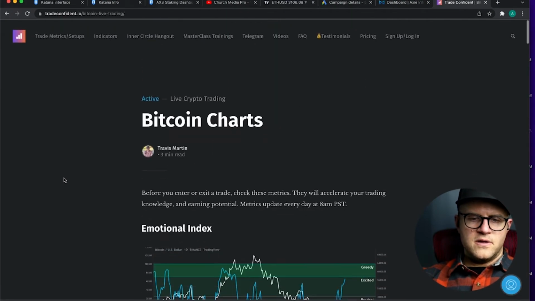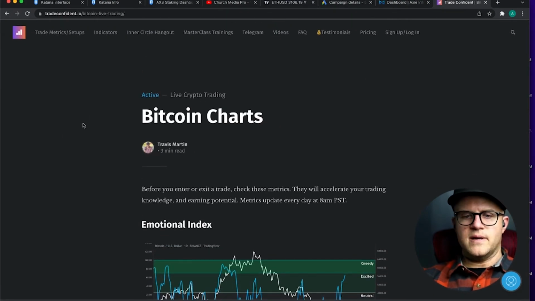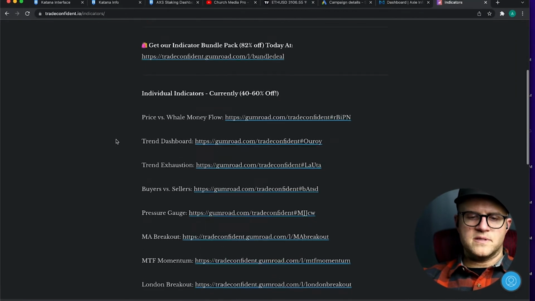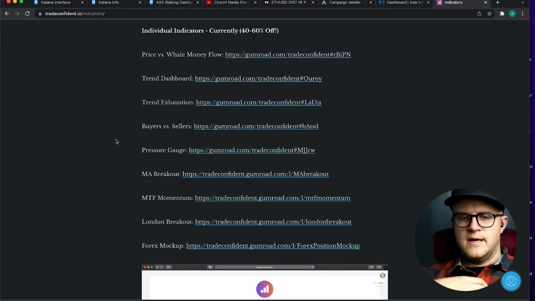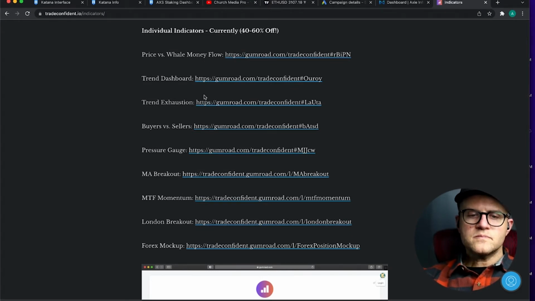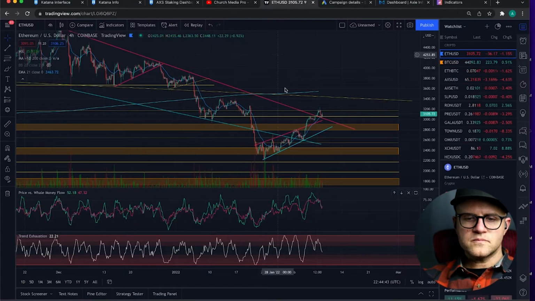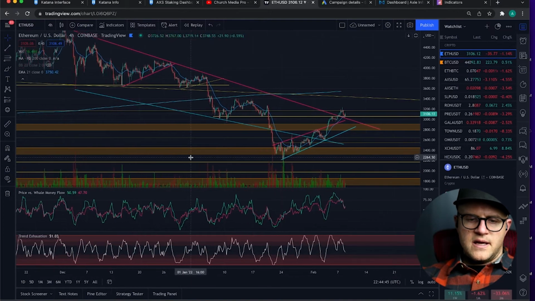I'm not going to show you the Ethereum chart because it is behind the paywall, but this is really, really good stuff, guys. But as far as the indicators go, these are where you can spend a little bit more money and get these trend dashboards. And this is what has been the most effective for me, is the price versus whale money flow and the trend exhaustion. And I'll show you those again on my screen here. Where is my TradingView? These are the paid indicators.